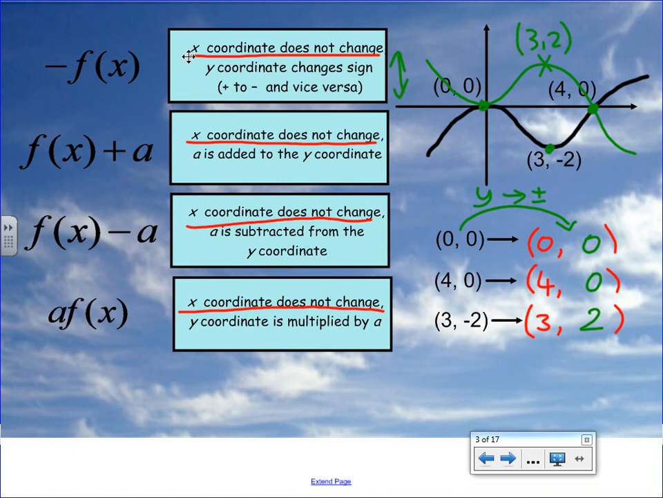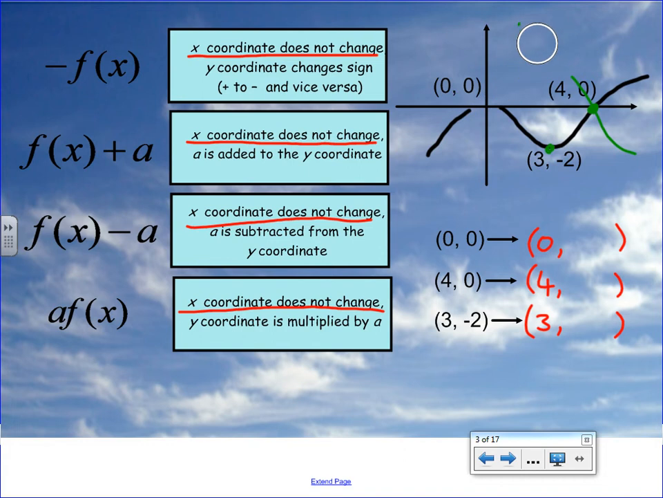Okay, let's look at the second one then. Again, those x-coordinates are not going to change, so I don't even need to think about that at all. So in the second one, what are we doing? We're going to move it up a. So the y-coordinate is going to have a added on. So in this case, 0 add a is a, 0 add a is a, minus 2 add a is minus 2 add a. Depends obviously what the a is. So they would be the new coordinates.